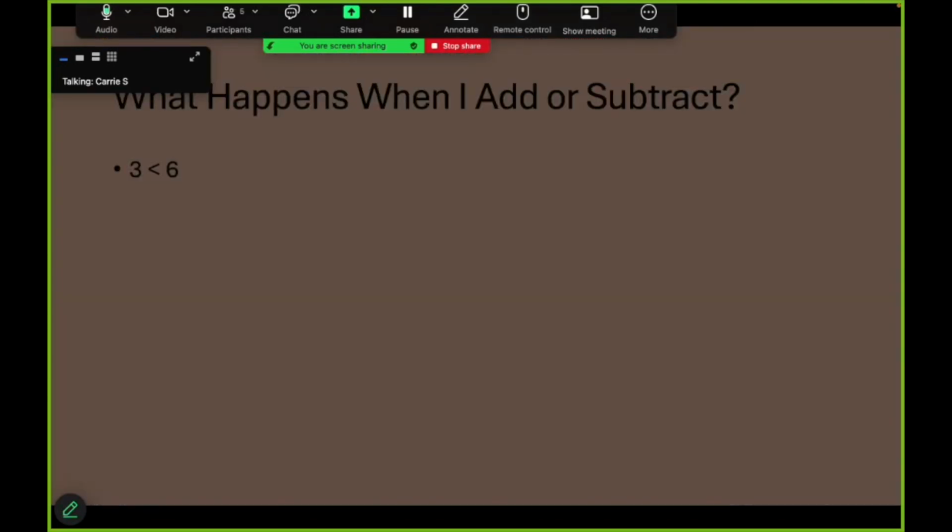All right, I want to just do some experimenting with inequalities. I want to see that if I add and subtract from both sides, it'll stay true, similar to when we do equations. So 3 is less than 6 is a true statement. Are you with me so far? If I add the same thing to both sides, will it stay true? Yes. I have a 6 here and a 9 here. Is it still true if I just bring that down?